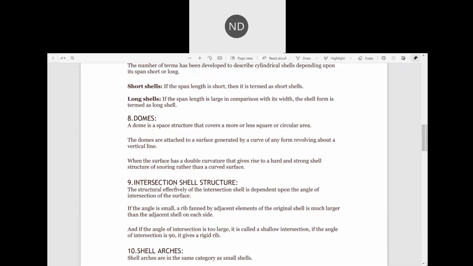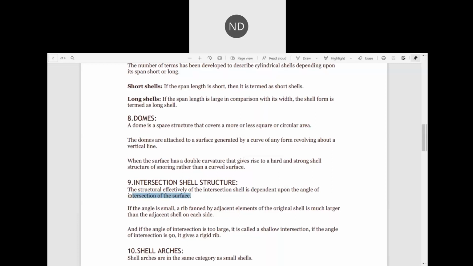The structural effectiveness of the intersection shell is dependent upon the angle of intersection of the surfaces. If the angle is small, a rib formed by adjacent elements of the original shell is much larger than the adjacent shells on each side. And if the angle of intersection is too large, it is called a shallow intersection. This is when you are mixing two shell structures together, so it is dependent upon the angle of intersection.